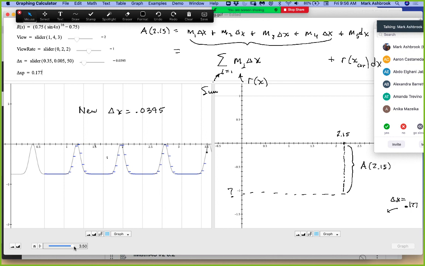Okay, so let's watch the approximate accumulation function. That's the old one, right? That's the 0.177 delta x. So here comes the approximate accumulation function for delta x of 0.0395.